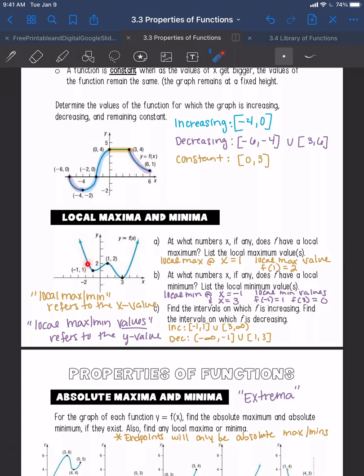Notice we jumped from decreasing to increasing at each turning point. Okay, so at each local max or min, those are also called turning points. So that is where I change from increasing to decreasing.